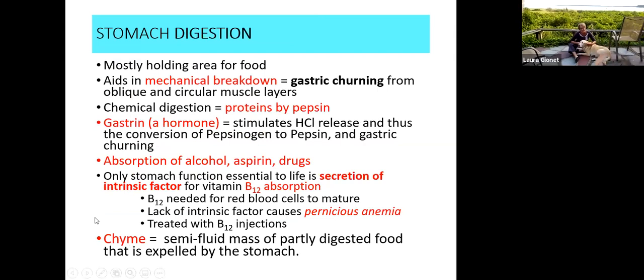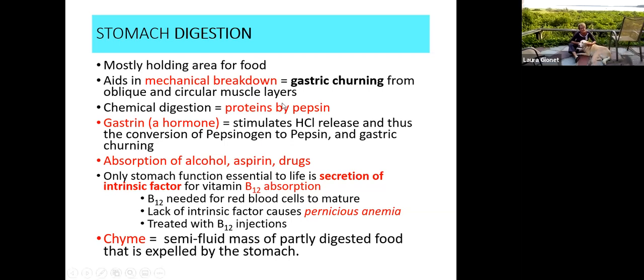Stomach digestion is mostly a holding area for food. It aids in mechanical breakdown by producing what's called gastric churning. It's one of the physical, mechanical ways we digest food in the stomach. Most of it is going to be the pepsin and the actions of hydrochloric acid, denaturing a lot of the hydrogen bonds of these large proteins. But gastric churning allows material to be rolled back and forth in the stomach to keep increasing the surface area, so it will facilitate breaking down those foods.